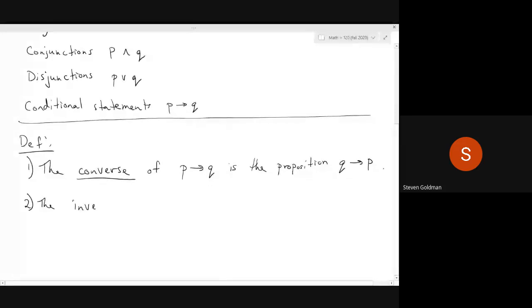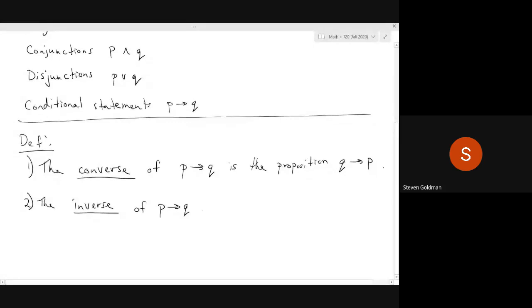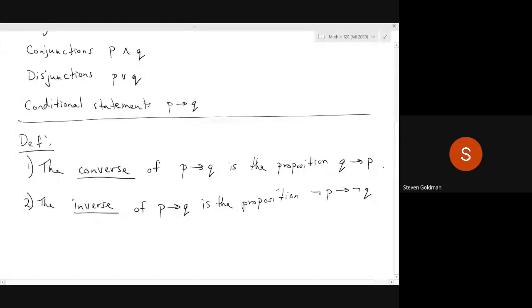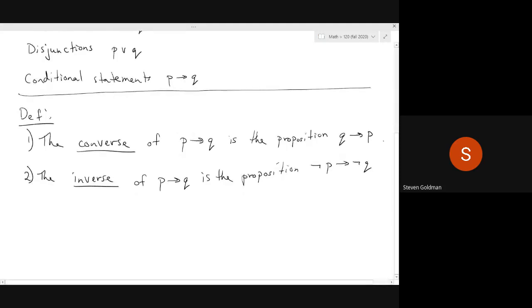The inverse of the conditional statement if P then Q is the proposition if not P then not Q. So it's where we negate the hypothesis and the conclusion. When we write the converse or the inverse of the conditional statement, we've created a new proposition. It's a different proposition that will have different truth values. If we were to write out the truth table, we would see they would have different truth values.